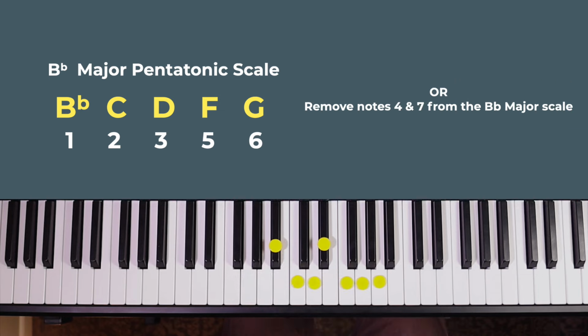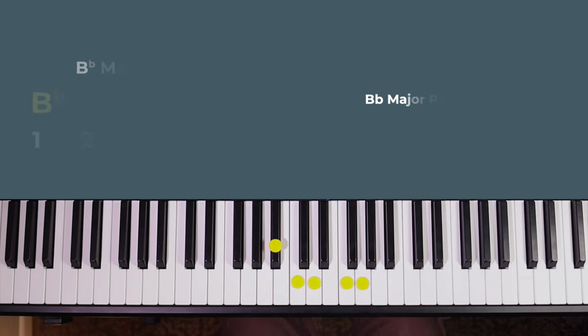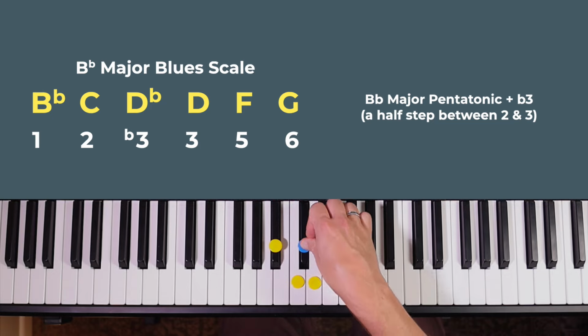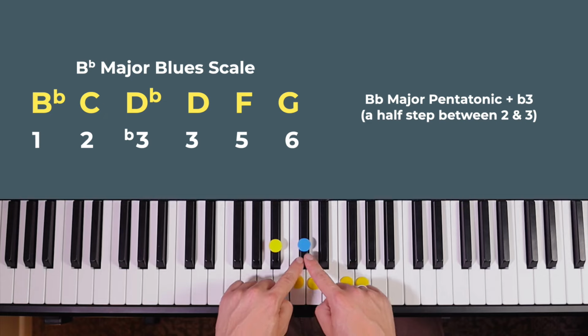Or you can picture the whole B flat major scale, take away the fourth note, and take away the seventh note. To turn it into the B flat major blues, we just add the flat 3, which is in between 2 and 3.